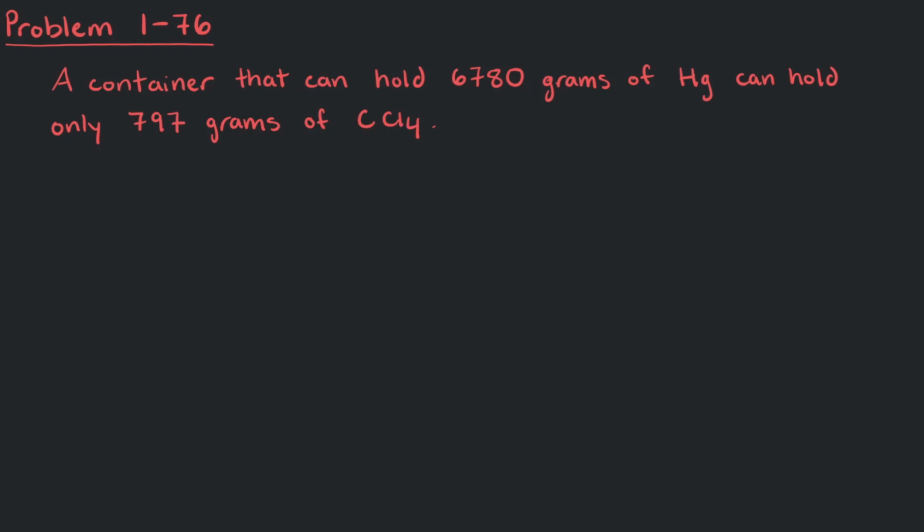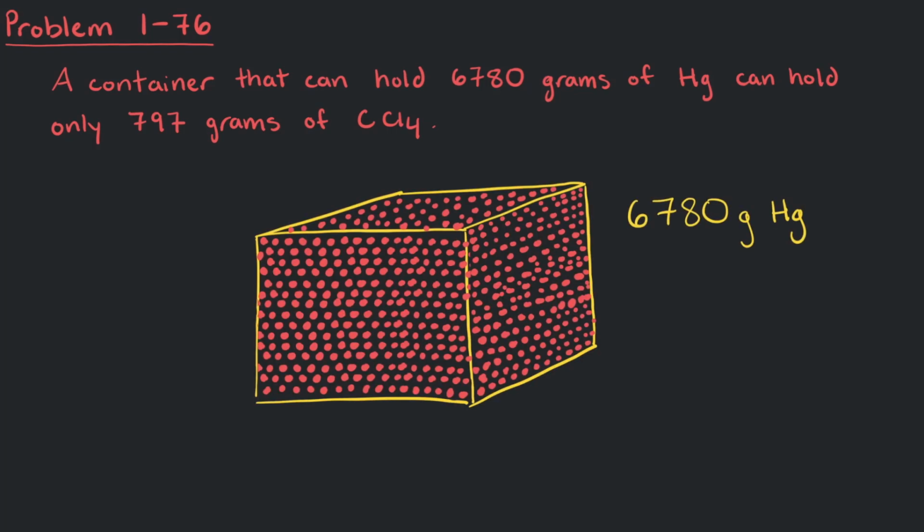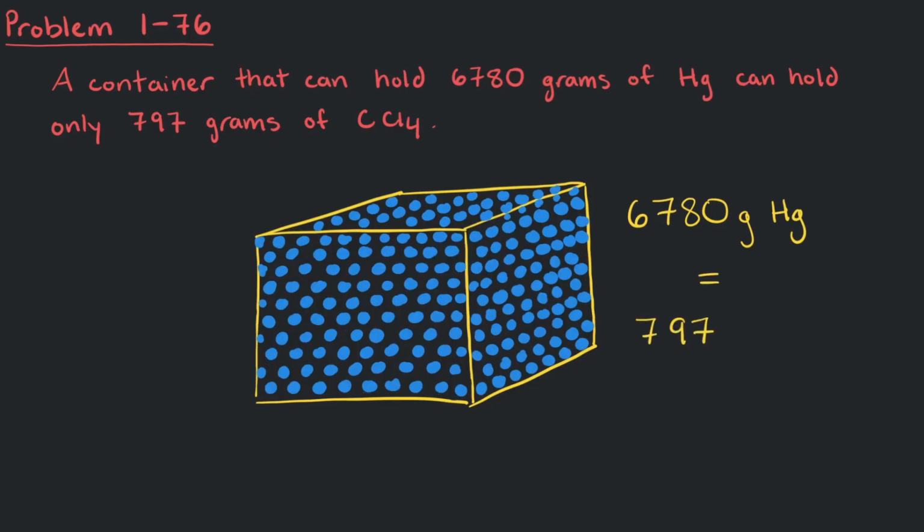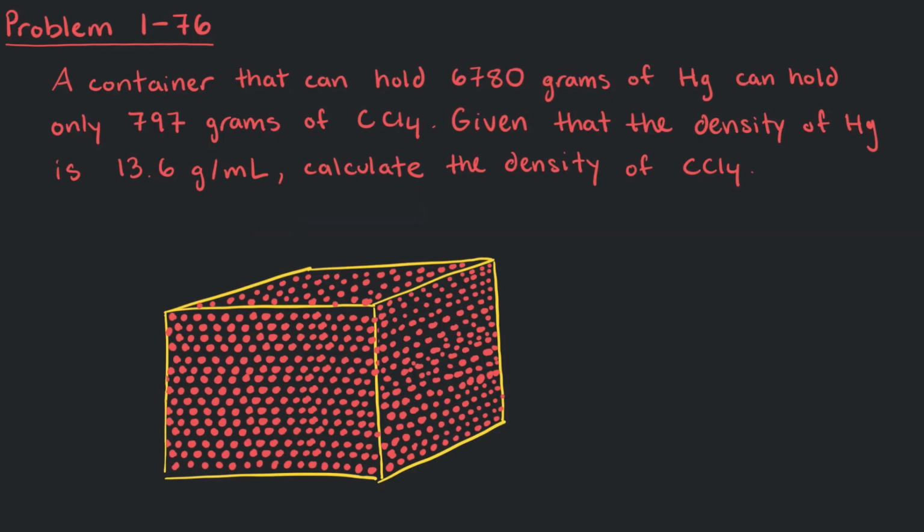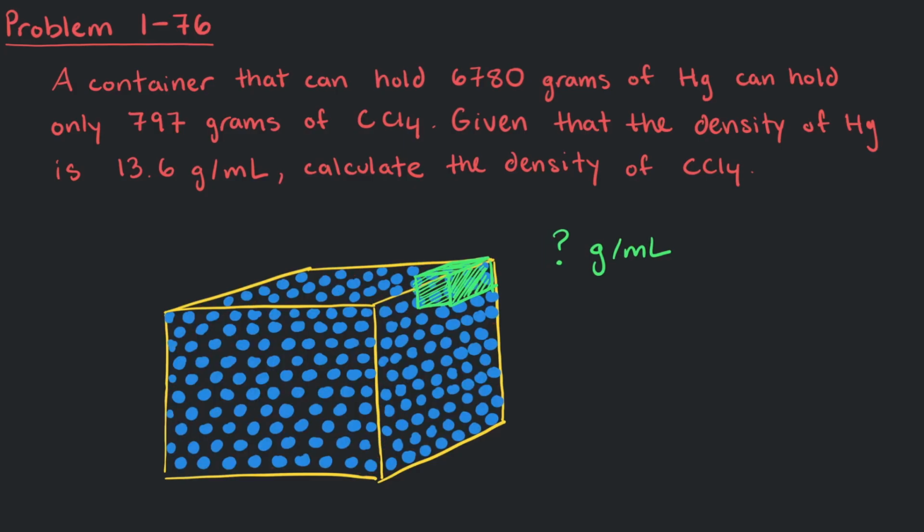A container that can hold 6,780 grams of mercury can hold only 797 grams of carbon tetrachloride. Given that the density of mercury is 13.6 grams per milliliter, calculate the density of carbon tetrachloride. Let's try a similar approach with this problem.